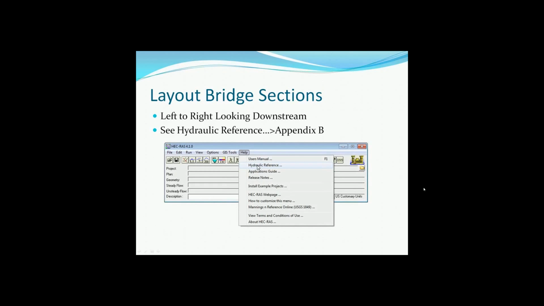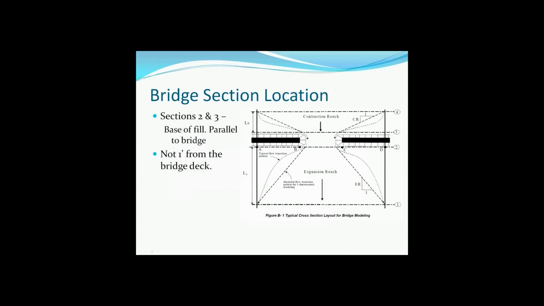But for laying out bridge sections, you can see here in HEC-RAS how you get to this menu. It's under Help and Hydraulic Reference. That's really good for understanding what HEC-RAS is actually doing and trying to decode the black box a little bit. But in the Appendix B, it has a nice discussion of where these sections should go and why. And so that's where we're pulling a lot of these recommendations from. So this picture here comes from that appendix.